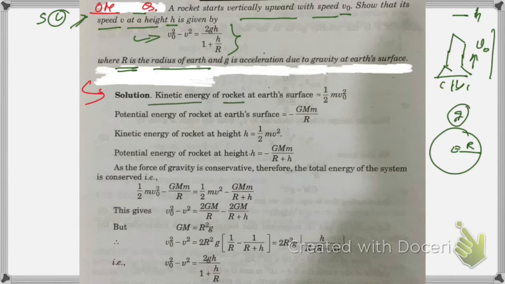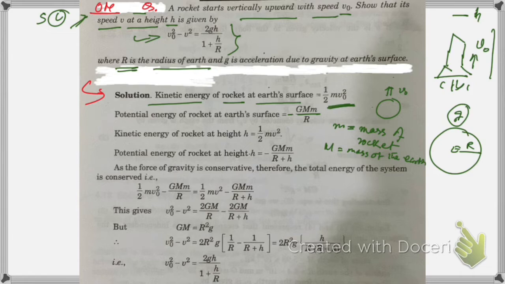So the kinetic energy of the rocket at the earth surface will be, we know kinetic energy is given by half m v square, and when the rocket is just launched, at that time v naught was the velocity, the initial velocity, so half m v naught square. And the potential energy of the rocket at the earth surface will be given by minus capital G capital M small m by capital R, where small m is the mass of the rocket, right? And capital M is the mass of the earth.